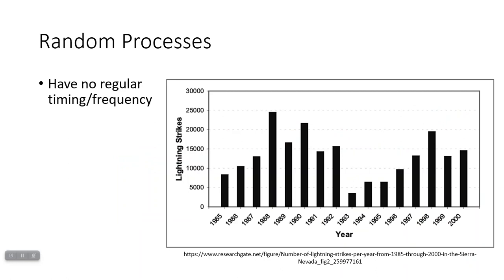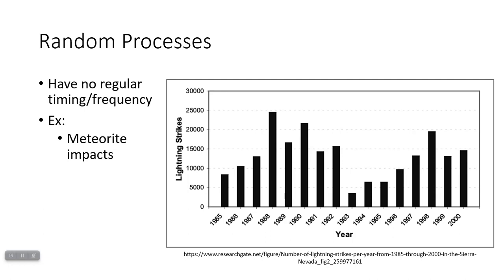Then there are random processes, and these you cannot predict their frequency or their timing because they don't have any particular pattern. So some examples of this are meteor impacts. For example, most of you guys probably know that the meteor that made most of the non-bird dinosaurs go extinct happened about 65 million years ago.